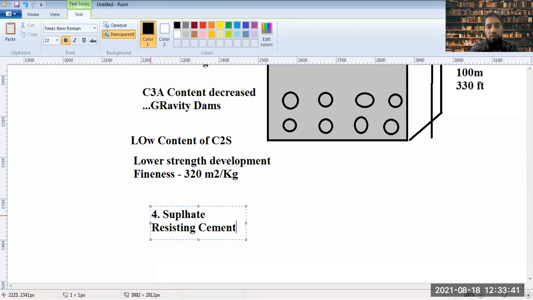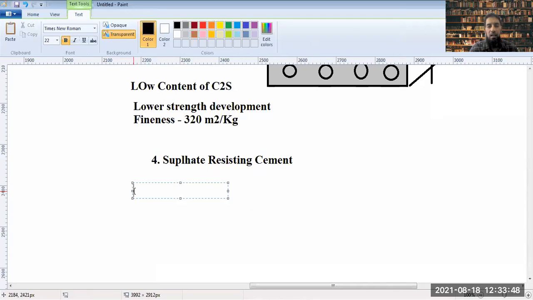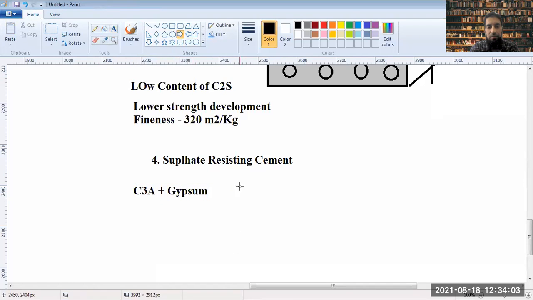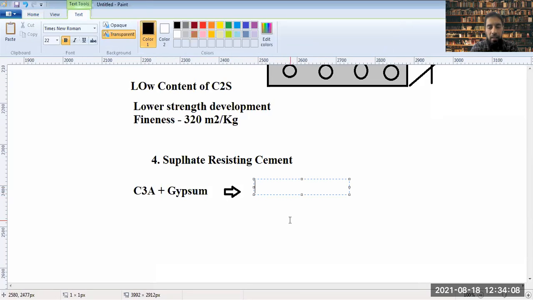Yes. So then I have another type of cement, that's sulfate resistant cement. The name itself suggests it's sulfate resistant. What is sulfate attack? I described this last time. When C3A, which is present within the cement, combines with gypsum, with calcium chloride, you get calcium sulfates and H2O.